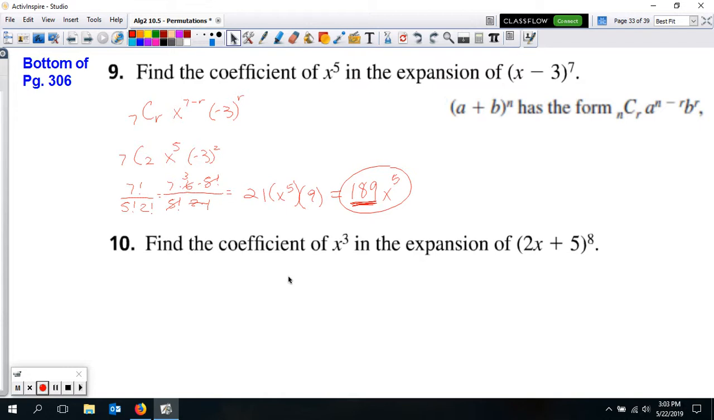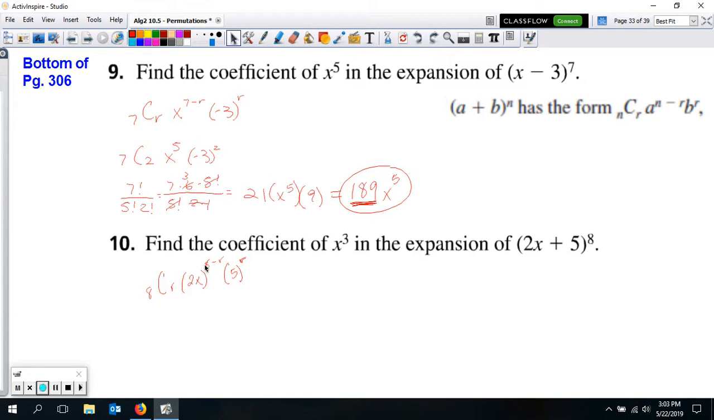So this next one, same idea. We're trying to find the coefficient of the x to the 3rd term in this expansion where 8 is here. So we're going to do the same thing. We're going to see 8 and then C R. So 8 choosing R. We don't know what the R is quite yet. So 2x is our first term. That's going to be raised to the 8 minus R power. And then the 5 is the second term, so 5 to the R power.